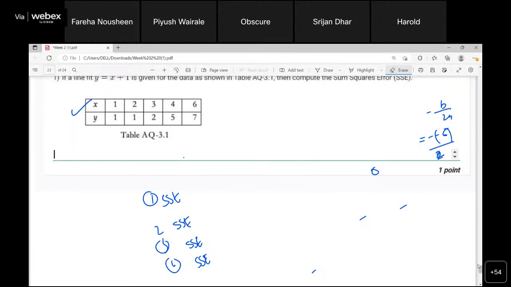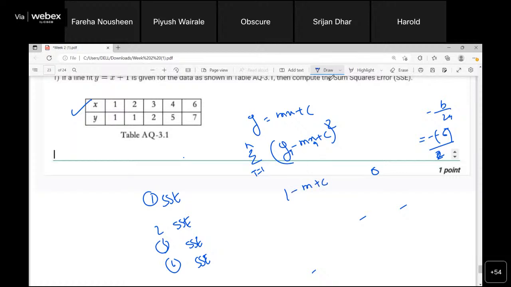So if 4 lines are given to you, you have to find out the SSE. So what is SSE? Say y is mx plus c, right? So just take y minus (mx plus c) whole square, summation of it for i varies 1 to n. Now just take the values and sum it. So when x equals 1, y equals 1, 1 minus (m plus c). What is m and c here?